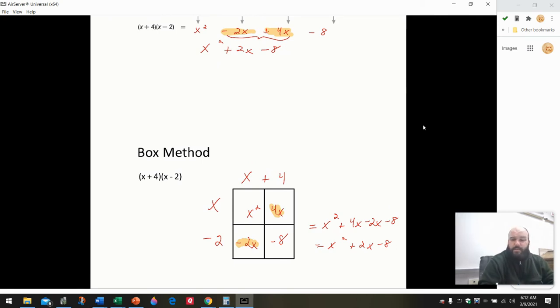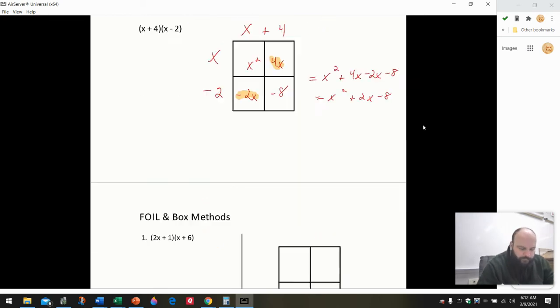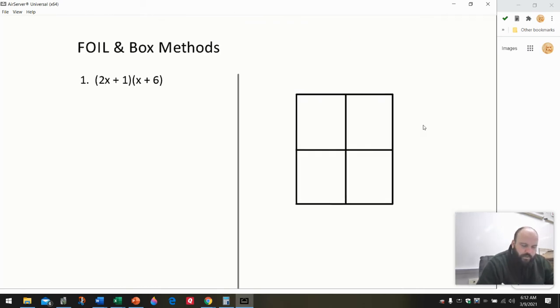So again, either one's fine. Either one will get you the correct answer as long as you do things correctly. As you move into more advanced math, you will most of the time use the FOIL method. So let's try another one. We're going to solve this using both methods. We're going to use the foiling method and the box method, and we should end up with the same answer. So let's start by foiling.